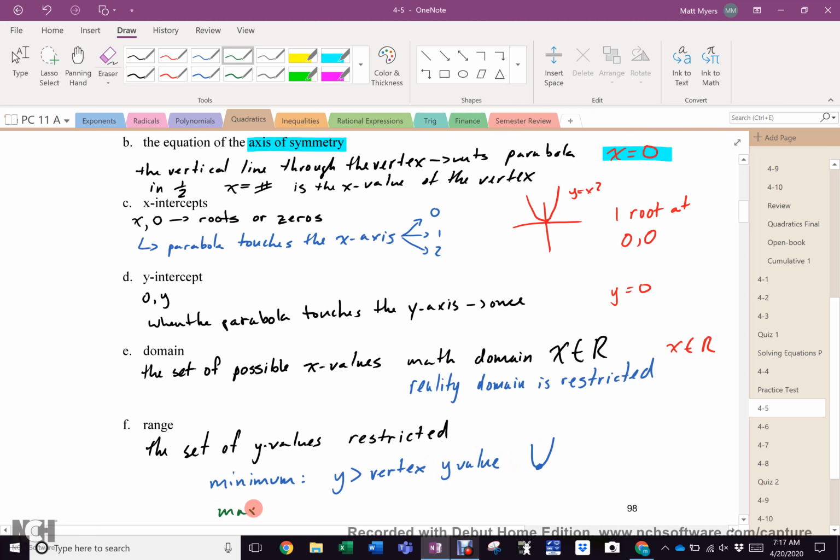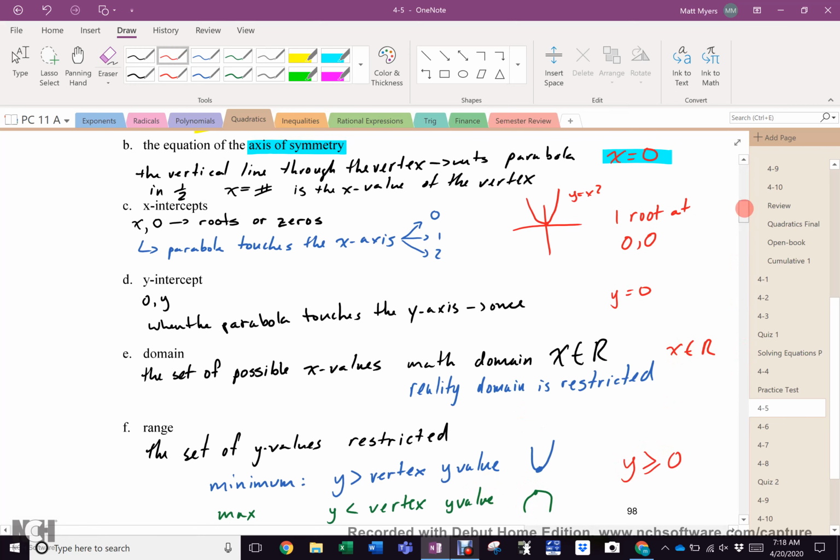If I have a max, y has to be less than the vertex y value. Because it looks like this. And all these values are less than the vertex. So in this one that we've been working on all the way along, y has to be greater than or equal to 0.